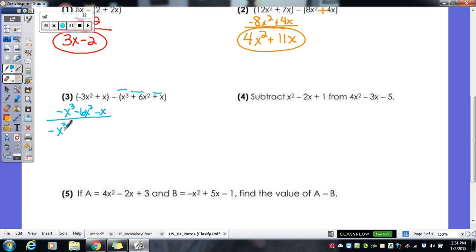So this becomes a negative x cubed because that has no other x cubeds to combine with, so that stays the way it is. Negative 3 minus 6 would give us negative 9x squared. And then what happens with our x's? They cancel. So that's our final answer for that one: negative x cubed minus 9x squared.